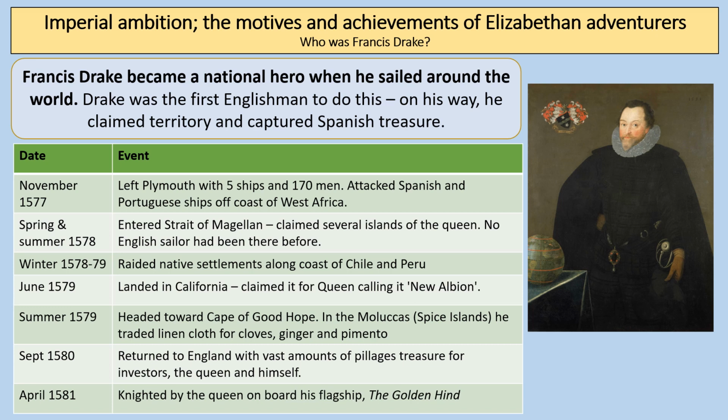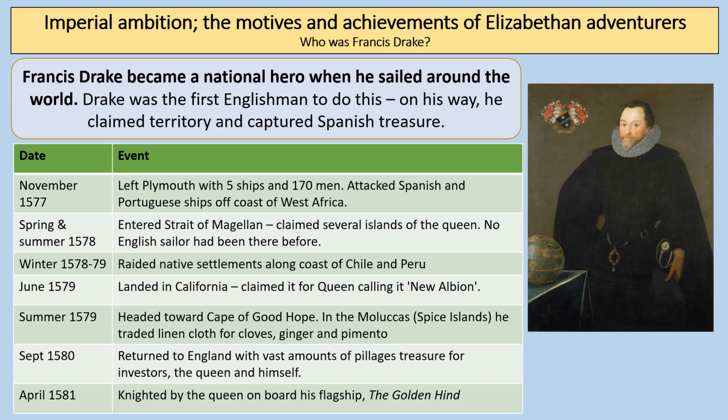Okay, now Francis Drake was also really important to thinking about the idea of Elizabethan adventurers. Francis Drake became a national hero when he sailed around the world. He was the first Englishman to do this, and on his way he claimed territory and captured Spanish treasure. Now in November 1577, Francis Drake left Plymouth with 5 ships and 170 men, and he attacked Spanish and Portuguese ships off the coast of West Africa.